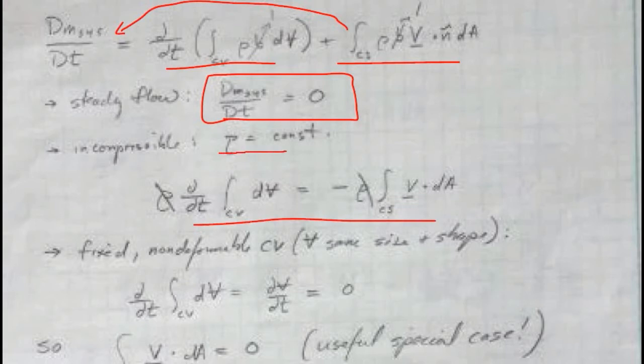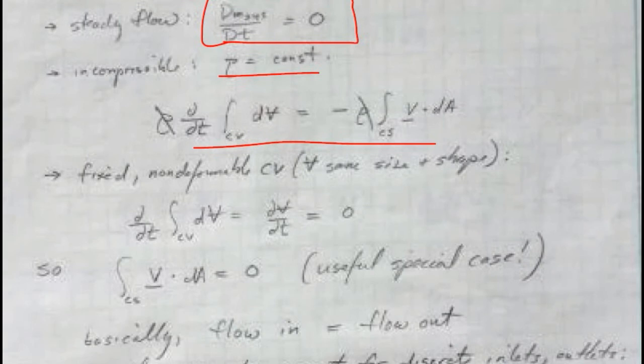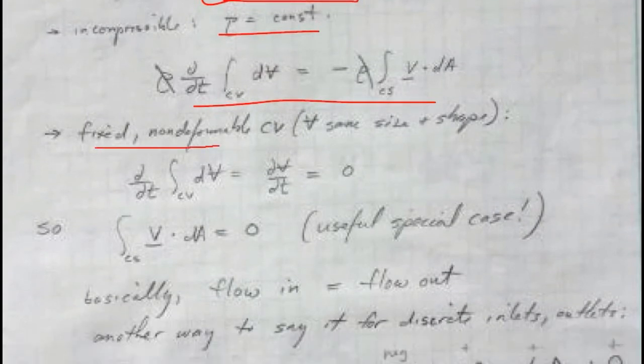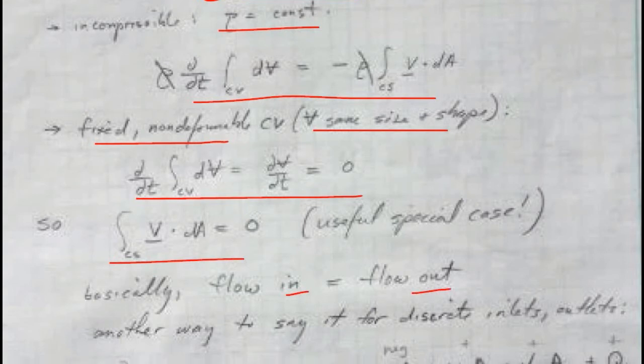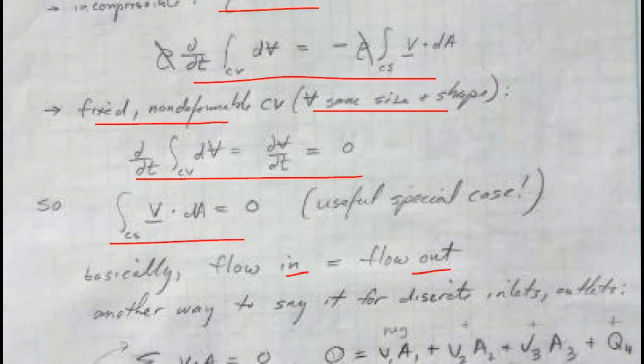If we notice that rho is constant, we can take that out of the integral here and here, pull that out and cross it off because it cancels. We can also notice that this pipe is non-deformable and fixed, so the volume will stay the same size and shape the whole time. That means that the control volume term is 0 as well. So basically, we have the sum of the ins and the outs equaling 0. So conservation of mass in this case.